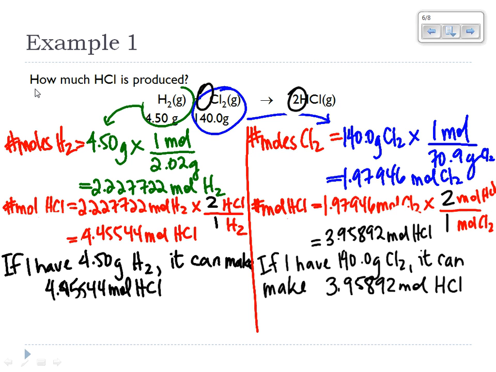So now I can compare apples to apples, or I can compare two numbers that have the same unit. That's what I want to be able to do, because if I don't have the same unit, I can't really compare the two. So I've got moles of HCl on one side, moles of HCl on the other side. Now I can compare and figure out which is going to make the least amount of product.